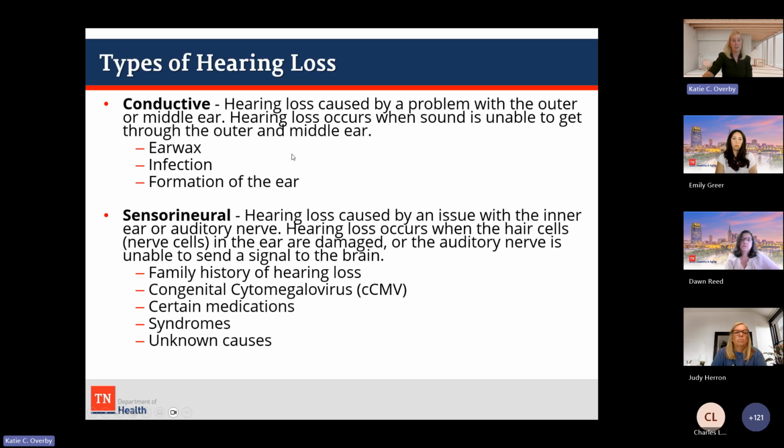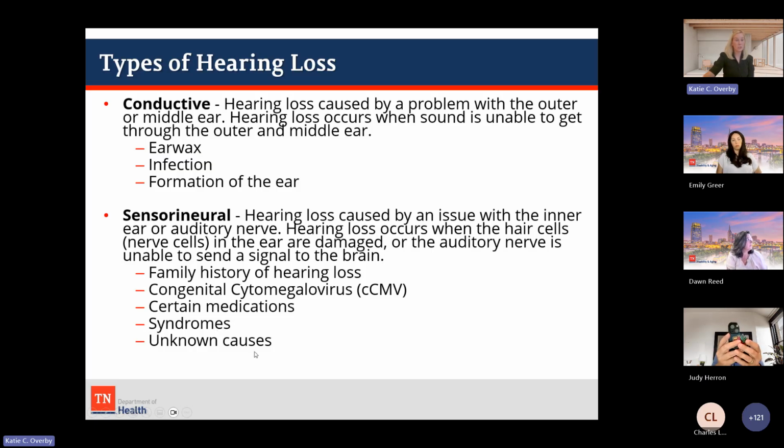So that's going to be more the middle and outer ear. And then a sensory neural hearing loss is going to be that inner ear, those hair cells or auditory nerve damage. And sometimes the sensory neural hearing loss would come from the family history, CMV, certain medications. Maybe some of you have more of those complex learners, children on your caseload where they fought in the NICU and they were given certain medications that may have impacted their hearing. There's other syndromes that would impact hearing loss, which would result in a sensory neural hearing loss.